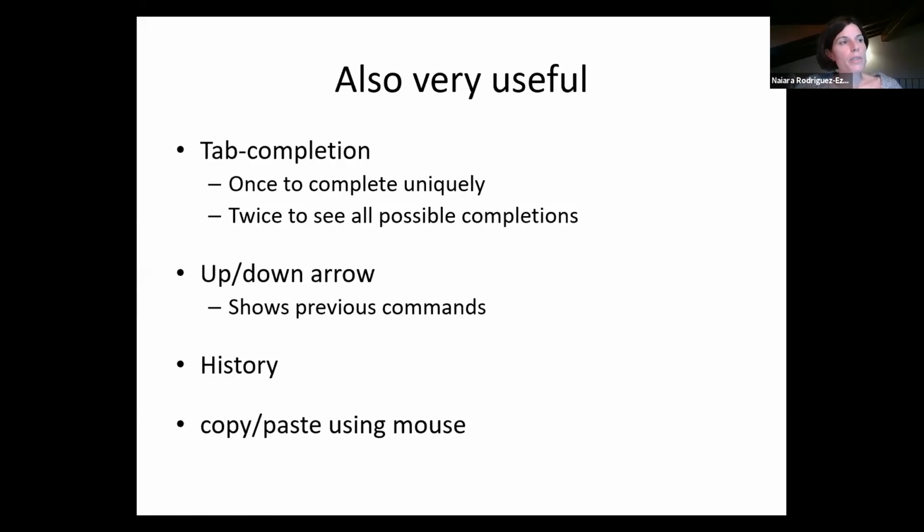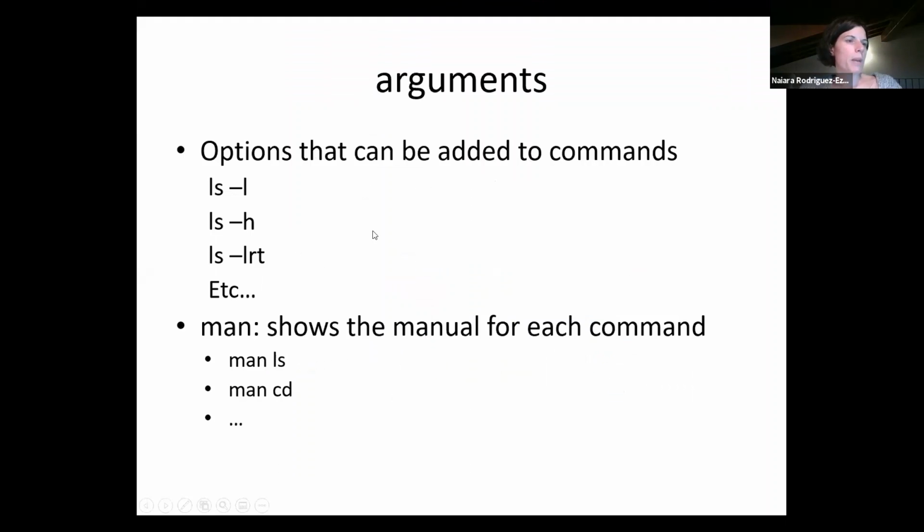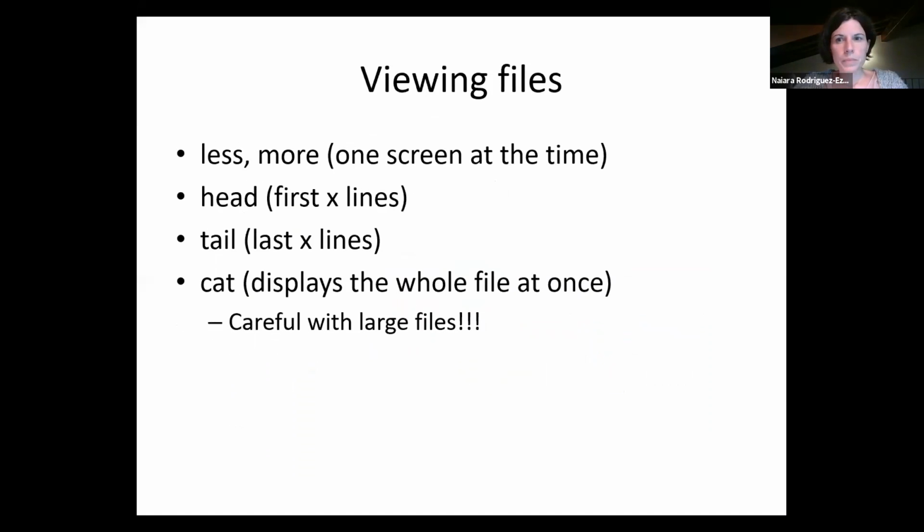Something that is very useful is tab completion. Sometimes we have very long file names or folder names, so we can use tab. The arguments are the options that you can add to the different commands. As I said before, there are thousands of commands, and each command has sometimes a couple, sometimes 10, sometimes hundreds of possible arguments. So that multiplies the number of tasks that you can do, right? For example, ls has a lot of options. You can use man for the manual.